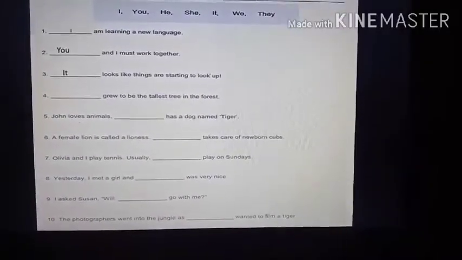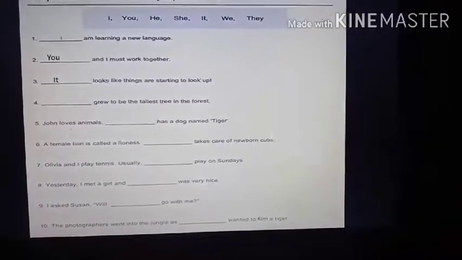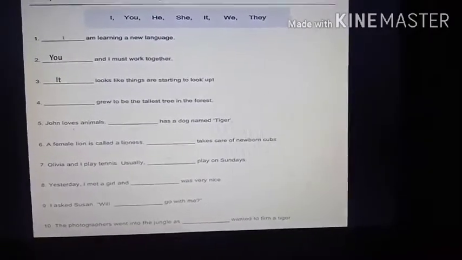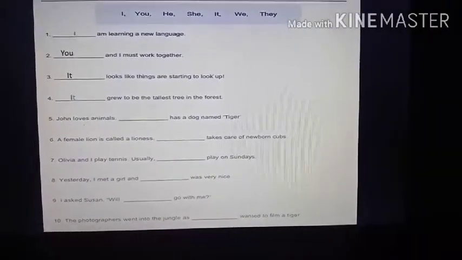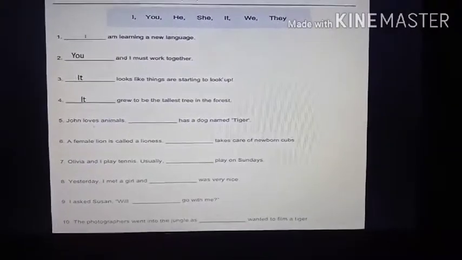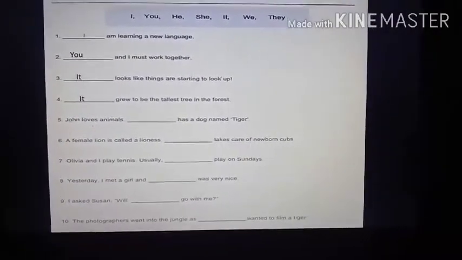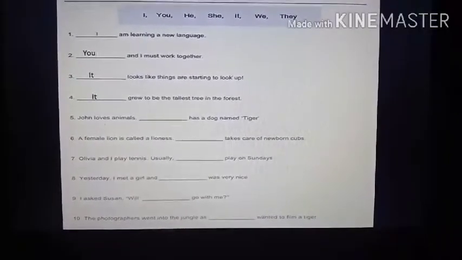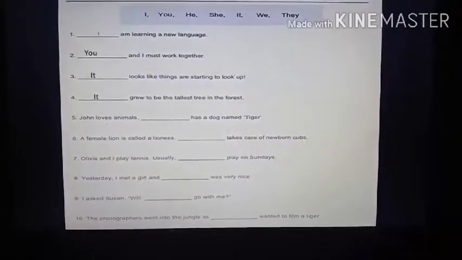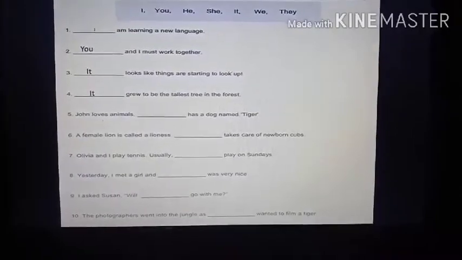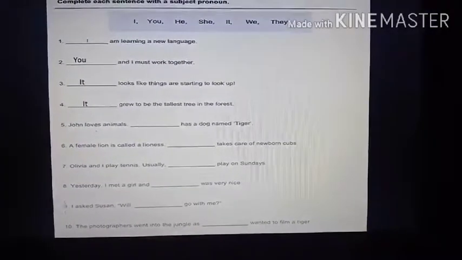Okay. Now see the fourth one. Dash grew to be the tallest tree in the forest. Now here also we are talking about a thing, that is a tree. So here also what will come? It. It grew to be the tallest tree in the forest. So you all know for animals, birds and things it is used. And for human beings what is used? I, you, she, we, he. Okay, these all are used for human beings.